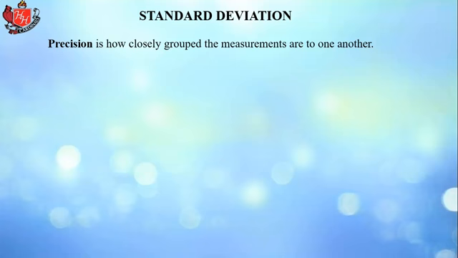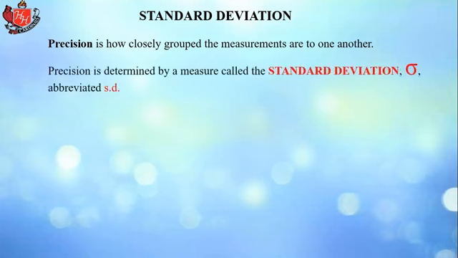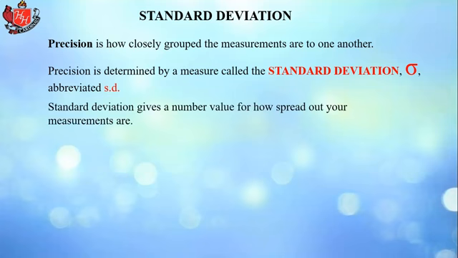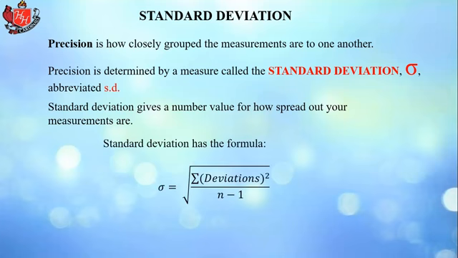Precision is how closely grouped the measurements are to one another. Precision is determined by a measure called standard deviation, and that funny symbol is a Greek letter sigma. It's lowercase sigma, the Greek letter for S, and that's abbreviated simply as SD for standard deviation. Standard deviation gives a number value for how spread out your measurements are. And there's the formula, and we'll learn how to use that formula and apply it to some numbers here in just a minute.